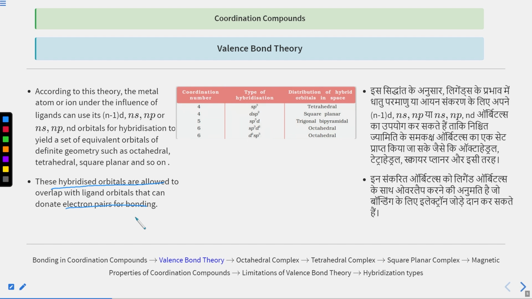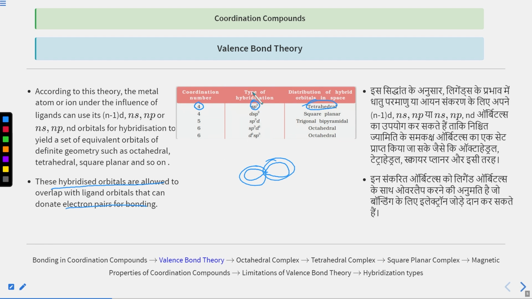Now if I talk about hybridization, suppose one s orbital and three p orbitals combine, then it will form sp3 hybridization and the shape will be tetrahedral. Now sp3 has 4 lobes. I'm talking about lobes. If we talk about a p orbital, it has 2 lobes, this and this. Similarly, sp3 has 4 lobes. Now 4 lobes are available to overlap with the 4 ligand orbitals, and hence the coordination number is 4.